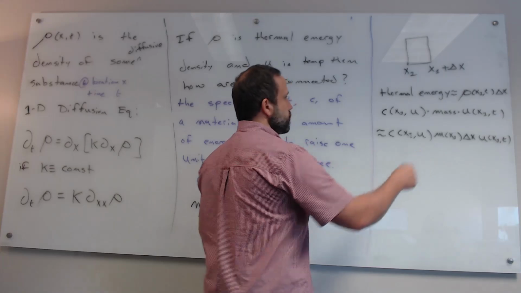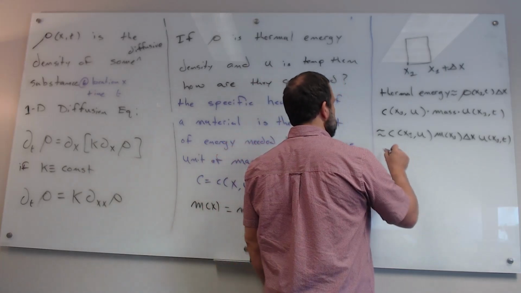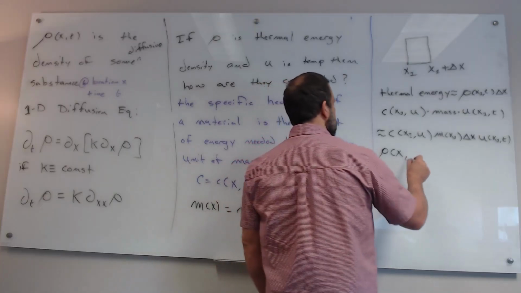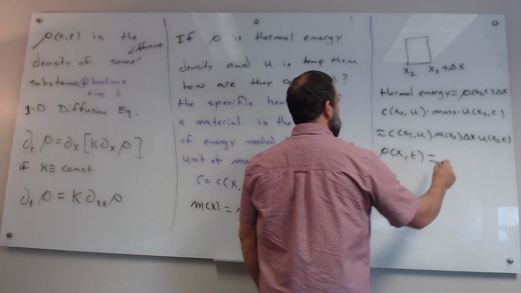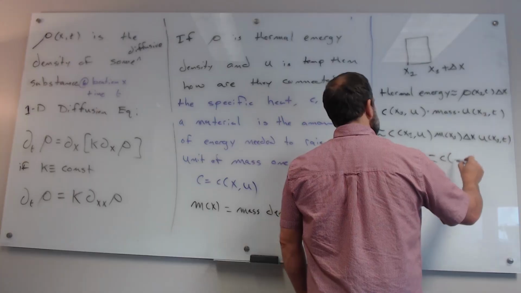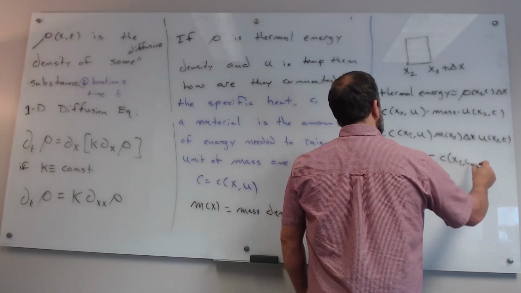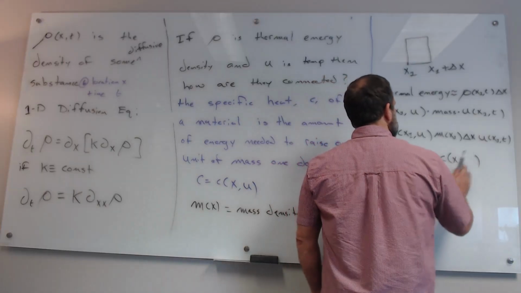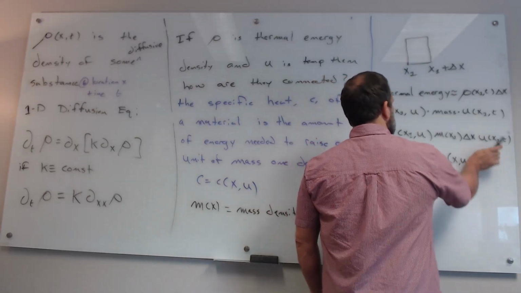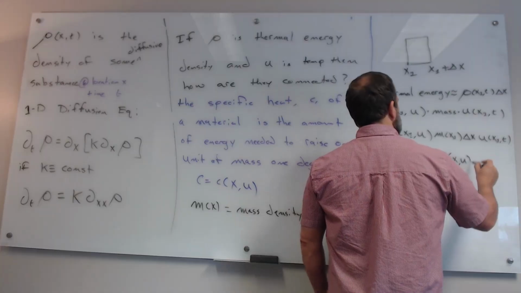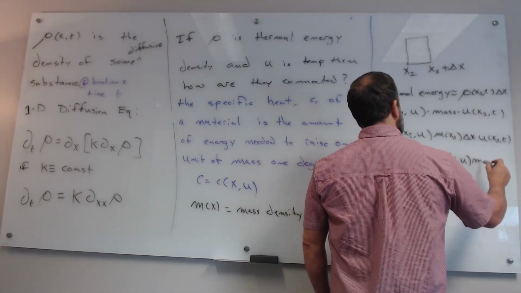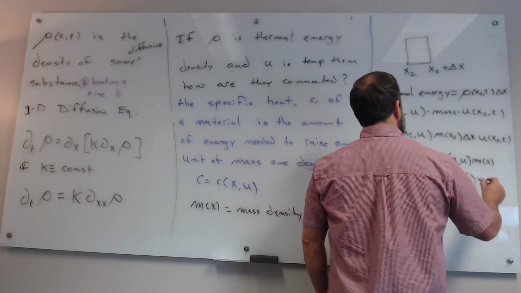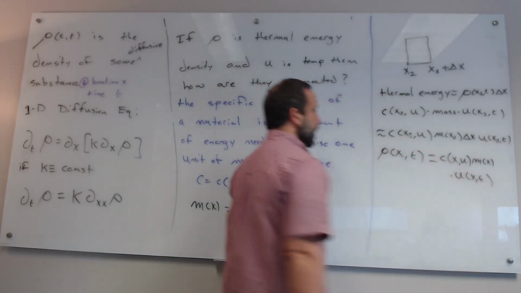If you divide both of those by delta x, and use the fact that x1 is arbitrary, you get rho of x,t is equal to the specific heat, which depends on x and u, times the mass density function, times the temperature, and that's it. Okay.